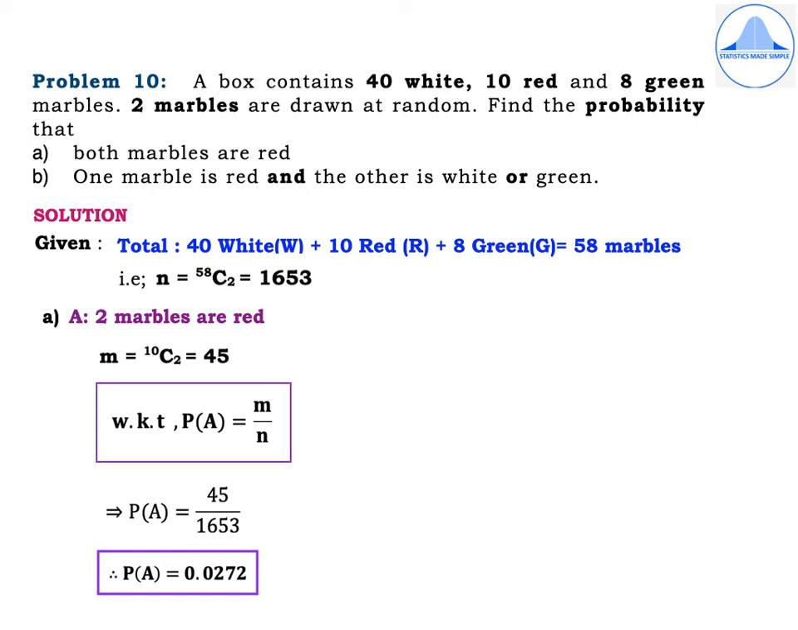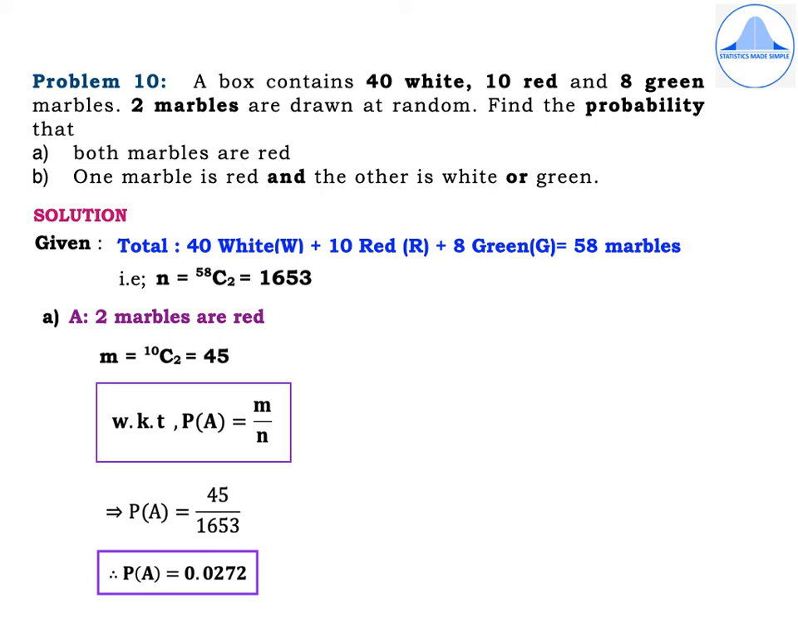So starting with the solution, first under given write total 40 white plus 10 red plus 8 green is equal to 58 marbles. Now out of these 58 marbles, we have to pick 2 marbles, and hence we make use of combinations. That is, we'll get N is equal to 58C2, which is 1653.